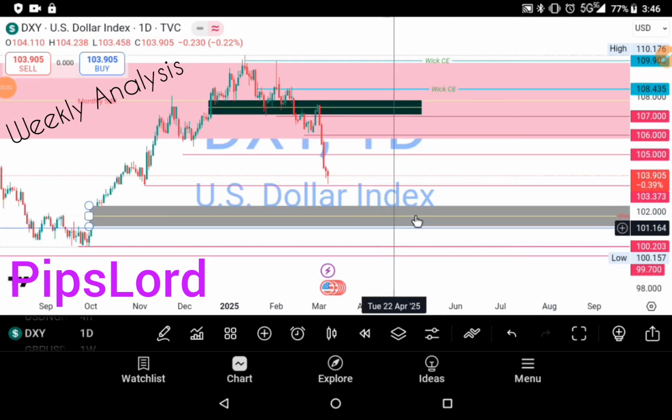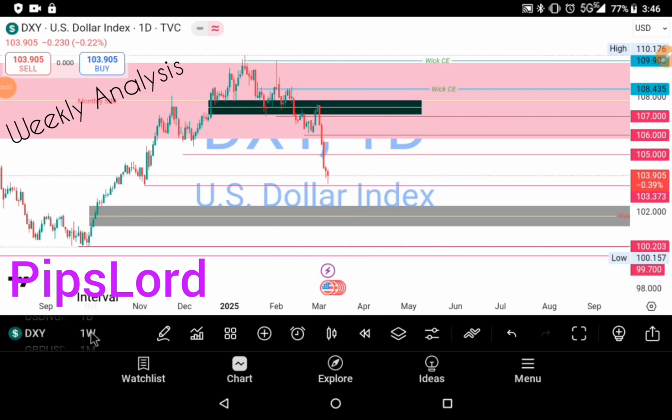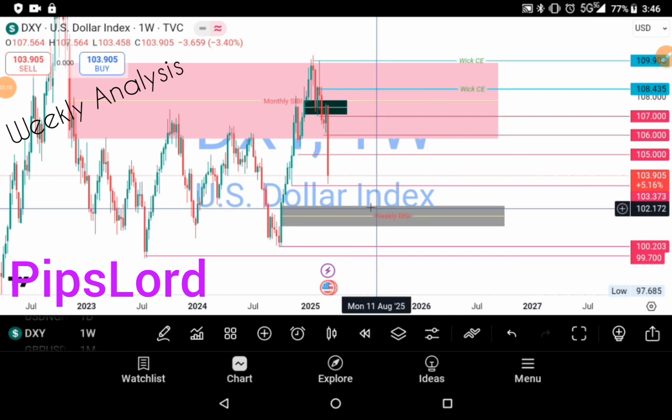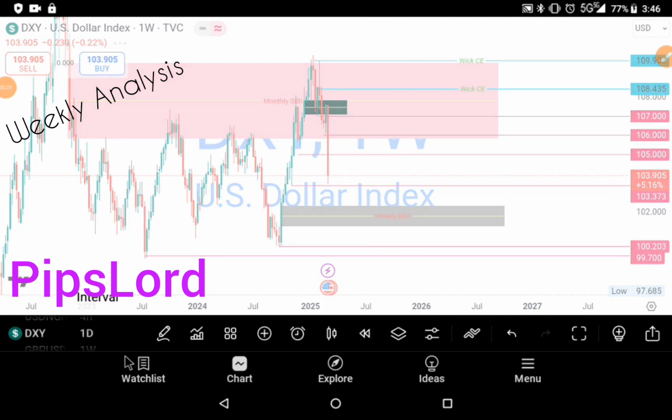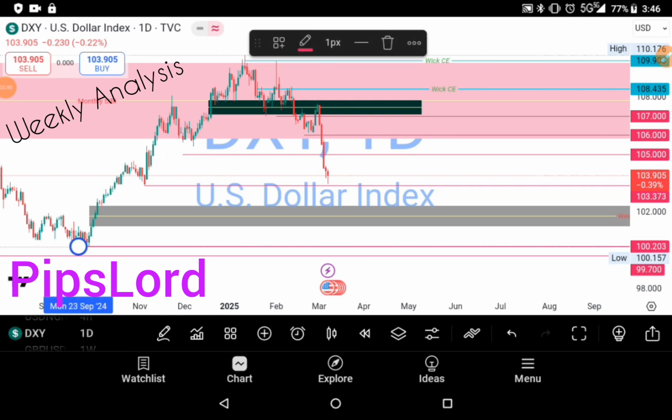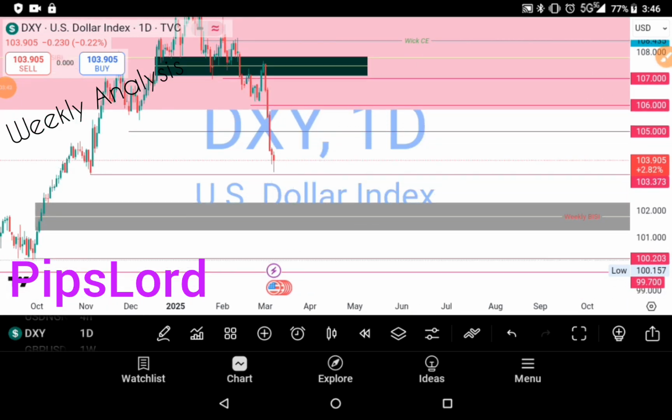This level here, this box here was drawn from the weekly point of view. So here I'll be watching the market price if I could see a movement into this level here. So the lowest hanging fruit on dollar index will be 103.373, and if we could see a movement into 102 big figure, that would be the weekly CB level. So that is that on dollar index, as long as 105 big figure remains a resistance to the price.